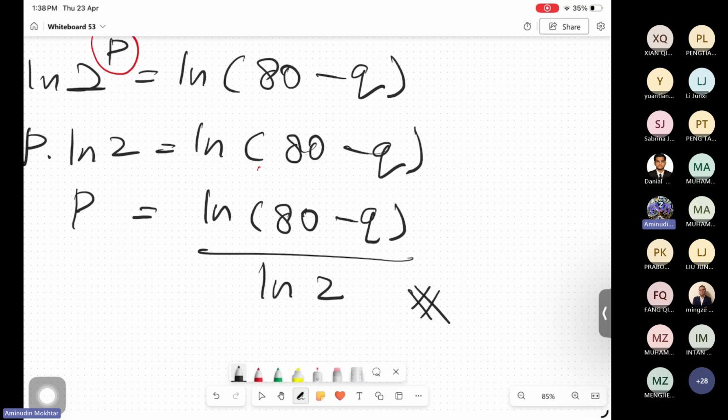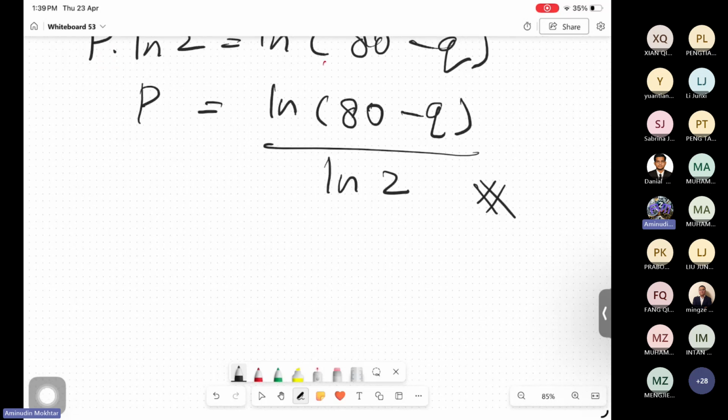In other words, we just convert the original equation, Q in terms of P, but now we can apply the properties of log and exponent to transform the demand equation from Q in terms of P to P in terms of Q. Okay, that's the answer, the demand function in terms of Q.